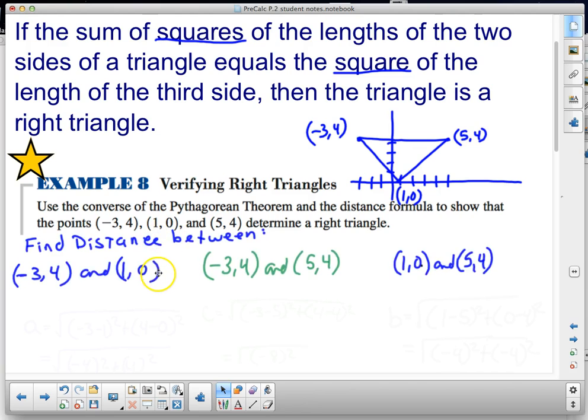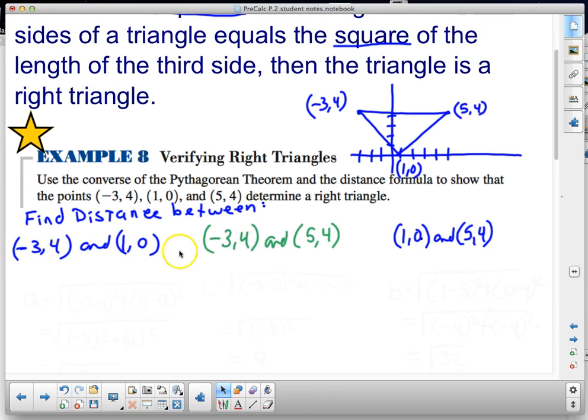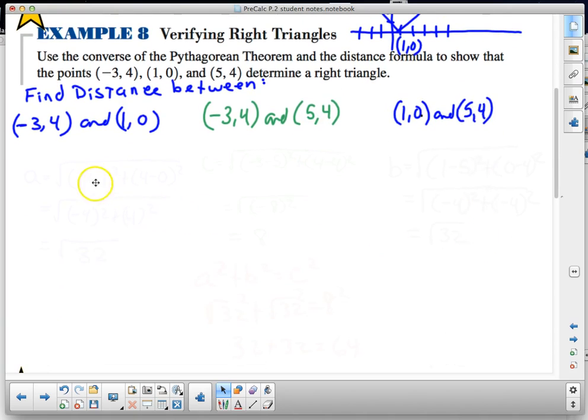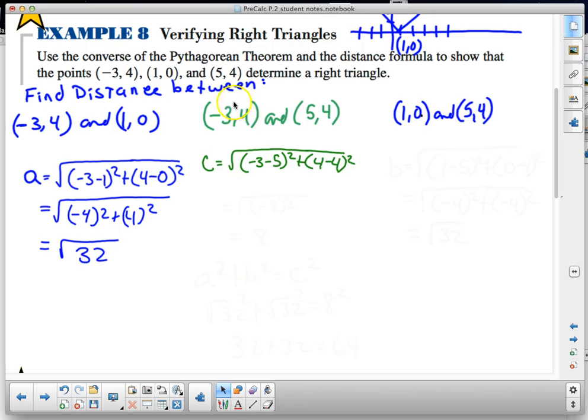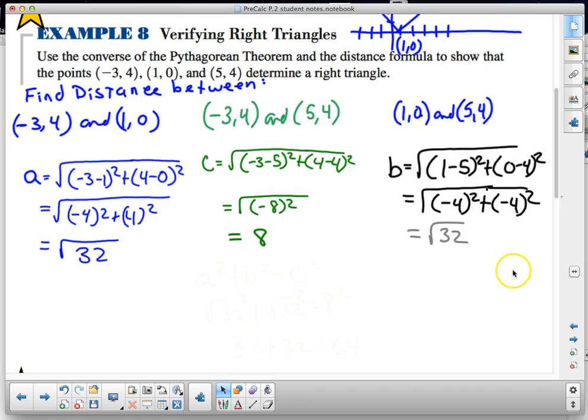But let's go check out what's going on. So we're going to find the distance between (-3, 4) and (1, 0), (-3, 4) and (5, 4), and (1, 0) and (5, 4). To find the distance of the first, I get the square root of 32. I'm going to leave it that way because there's a lot more value left in there instead of rounding using my calculator. Same thing here, finding the distance, I get 8. And same thing here, 1 minus 5, 0 minus 4, and I get the square root of 32.